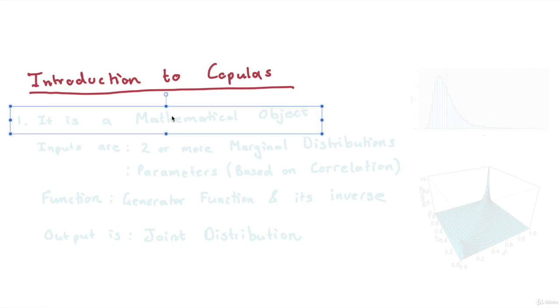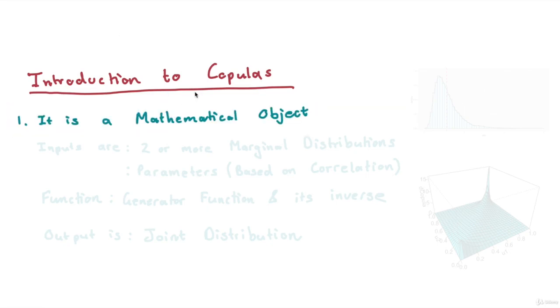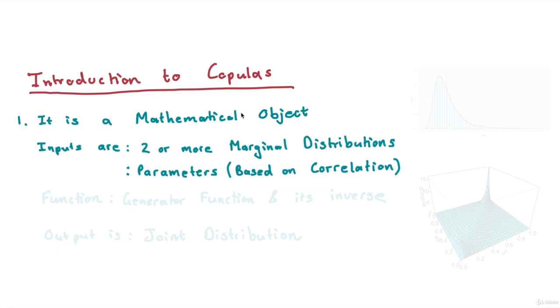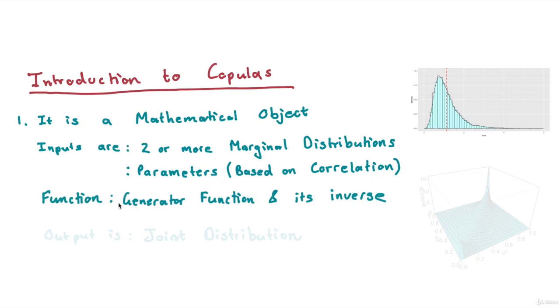Of copulas. Now, copulas essentially are mathematical objects, and you can almost think of them as a model in the sense that we have some inputs. The inputs are normally two or more marginal distributions, something that kind of looks like that. And then also some of the copulas tend to have parameters that are based on correlations. Some of the parameters will even have a function, which is sometimes known as the generator function as well as its inverse, but all copulas will have the same output, which is something known as a joint distribution.